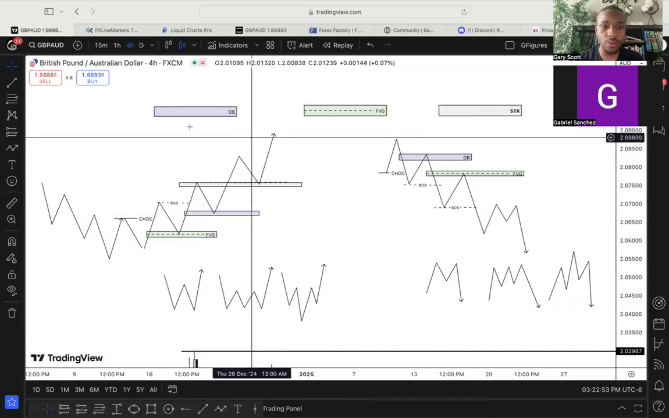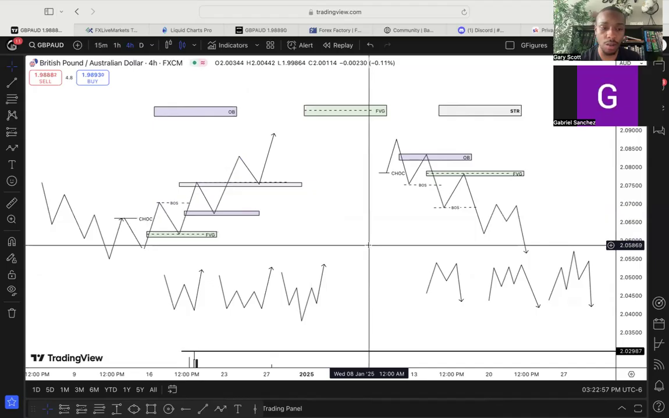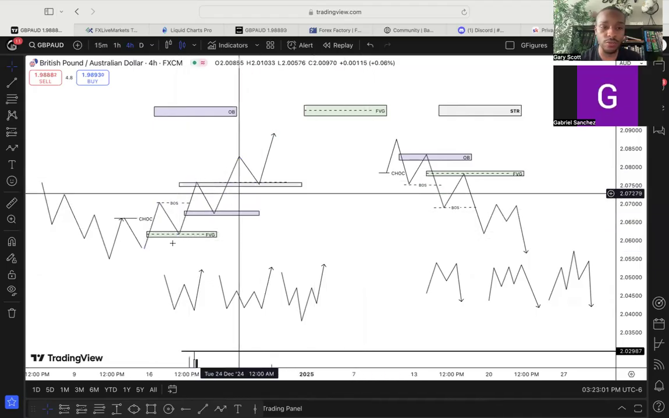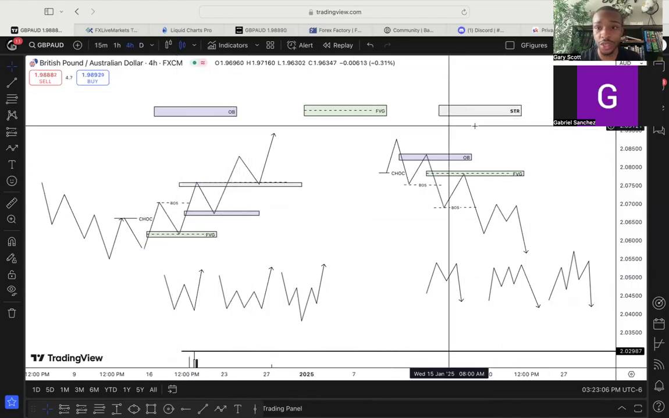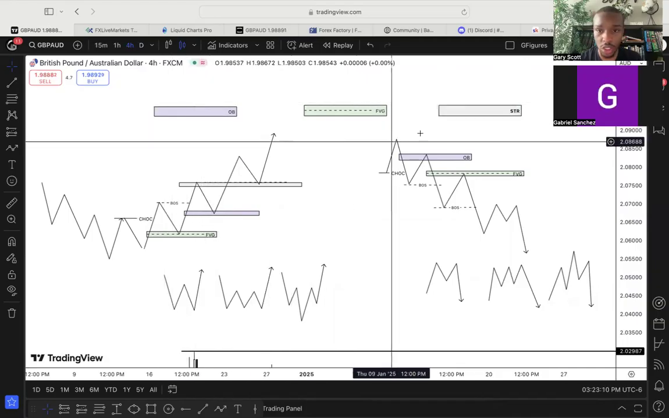So again, we have the power of three. This is what I call my method. It's simply just following the trend. You have three areas of value. These are the areas you're taking your trades from. These are the only areas you're taking your trades from.